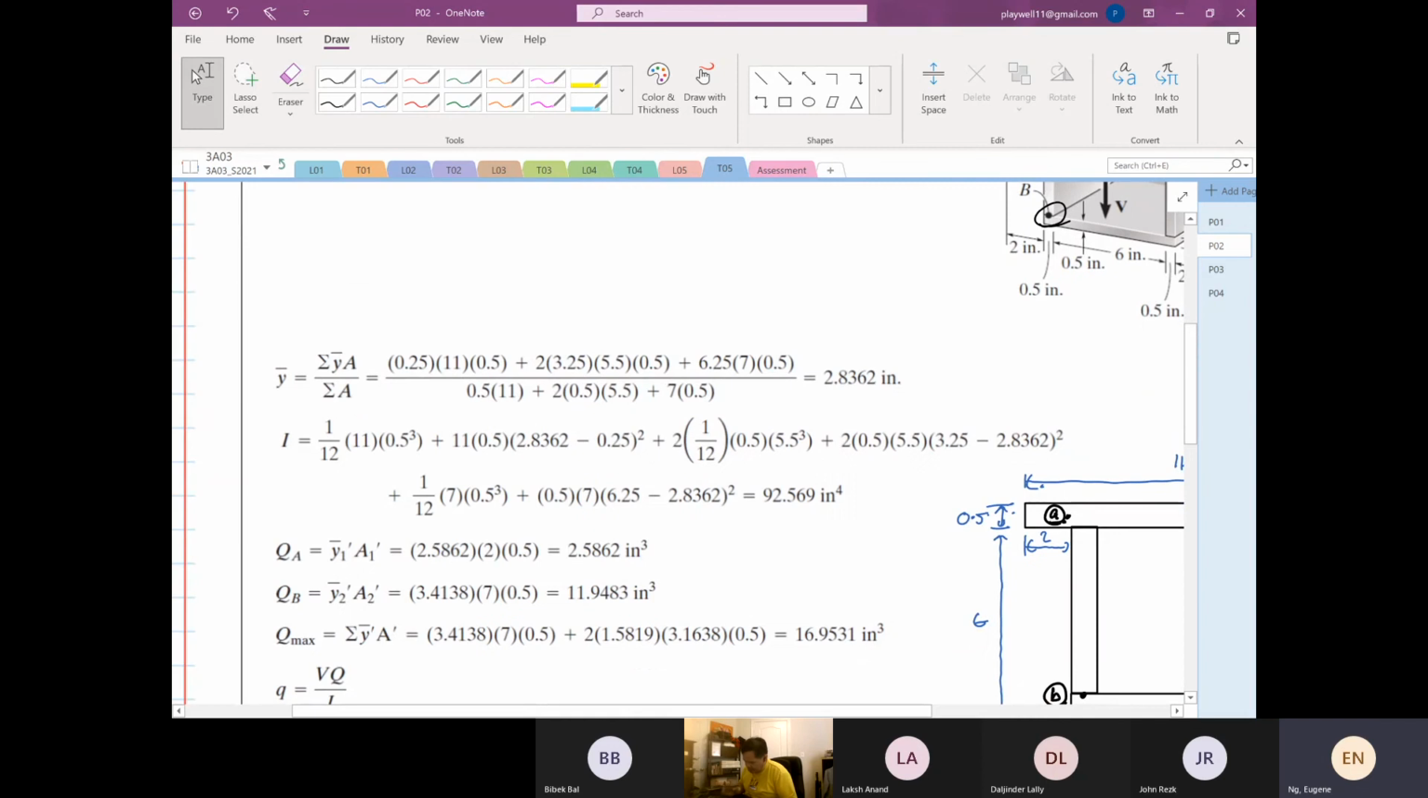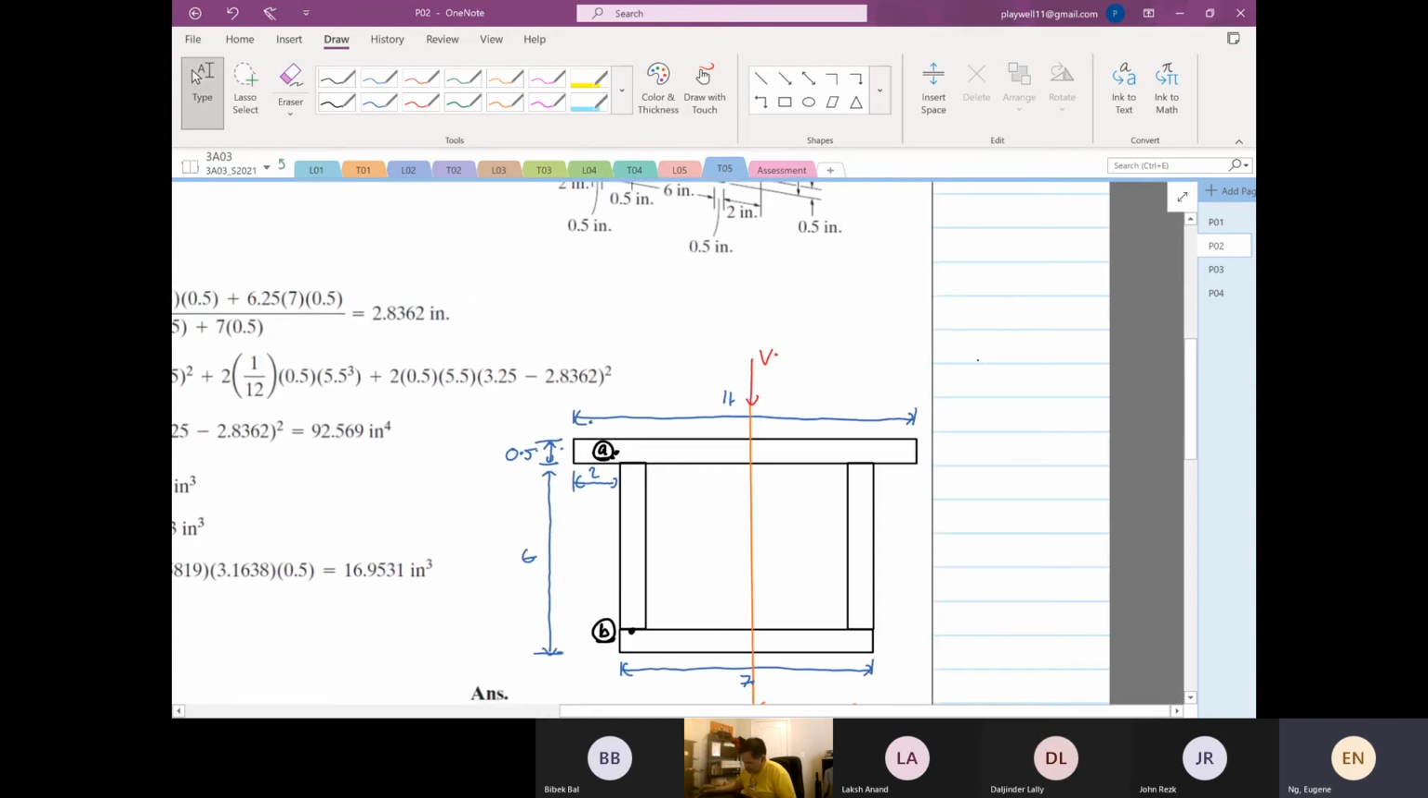Okay, I'm not going to calculate the centroid. I'm just looking at 2.8362 from the top. Okay, so 2.8362 from the top. Okay, so this is our centroid. Right, so from here to here is 2.8362. Right, so again, we construct our shear flow.